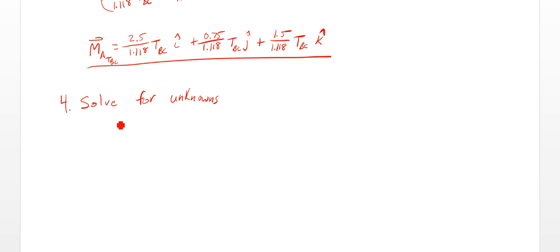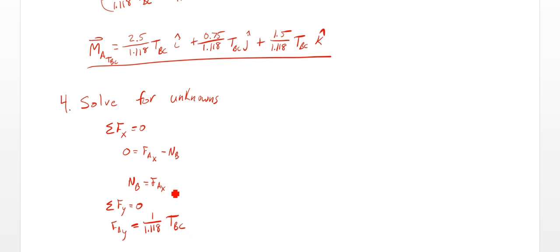Alright, so we find then that our sum of the forces in the x direction equals 0, or the force in the x direction again, and 0 equals FAX, and in the opposite direction we have the normal force at B, and NB equals FAX. Sum of the forces in the y direction equals 0, so we have the reaction at A in the y direction equals 1 over 1.118 tension in the BC direction. So it came from our unit vector.